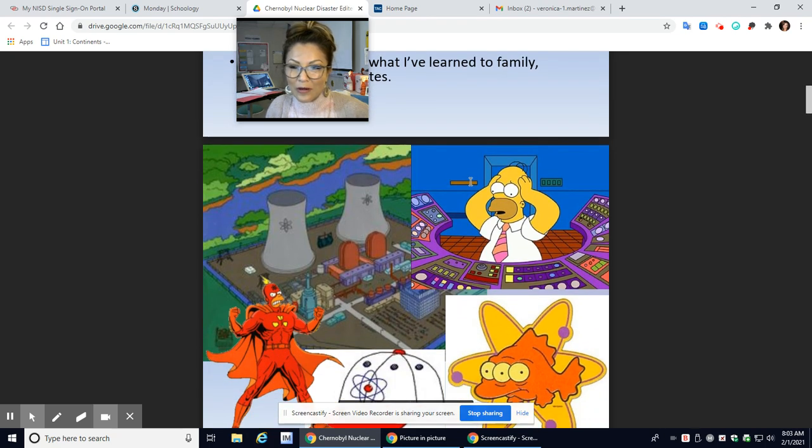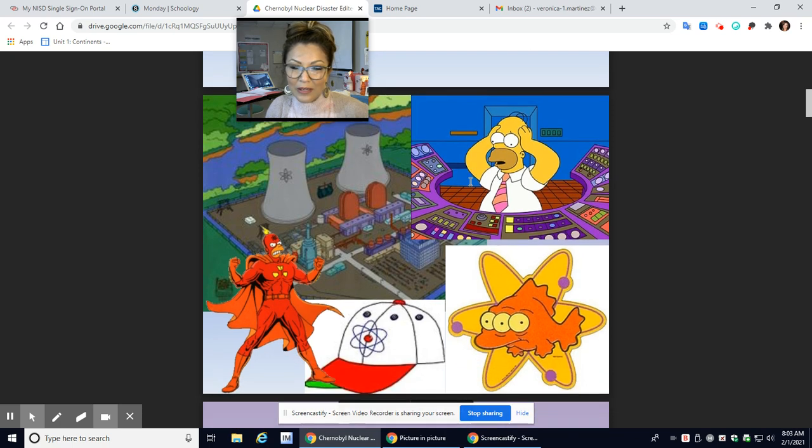So here you have Bart Simpson. Obviously, we know that he works in a nuclear plant. What would happen if a nuclear disaster occurred? Well, a lot of things. Obviously, people would be affected, the land, possibly even wildlife.